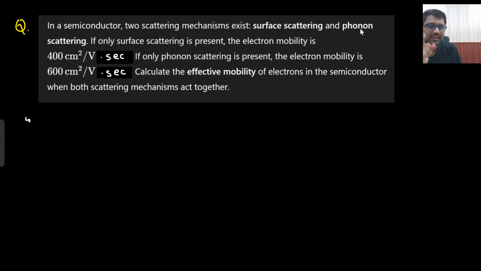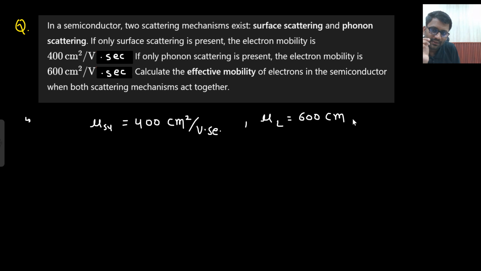So because of the surface scattering and phonon scattering, two kinds of scattering are present. Because of the surface scattering, the electron mobility is 400. And because of the lattice scattering or phonon scattering, the mobility is 600. So you need to tell the effective mobility. So what will be the effective mobility? Effectively I will use this formula.